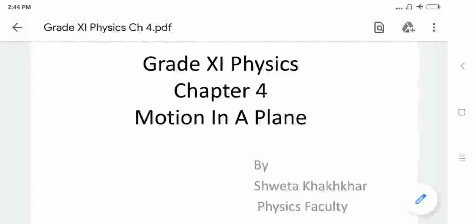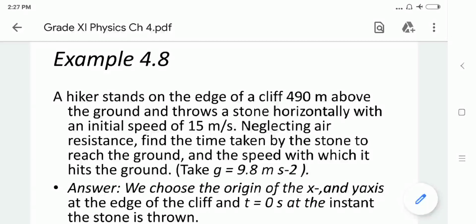Hello students, let us start our new session of chapter number 4, Motion in a Plane. Let's start with example 4.8.